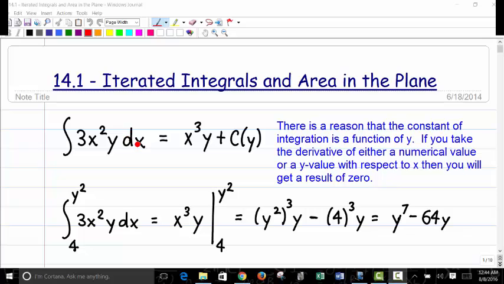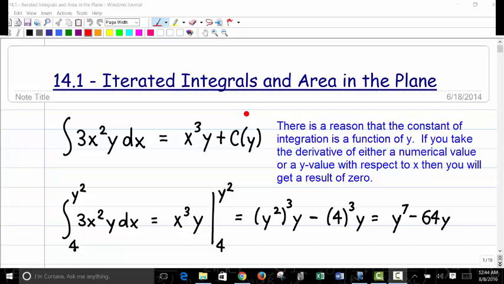So dx indicates that x is your variable of integration, so y would operate just like a constant, as the 3 would. So you're basically taking the antiderivative of x squared dx, which would be 1/3 x cubed, but that 3 would kill the 1/3, so that's why there's no 3 here. x cubed y plus c of y.